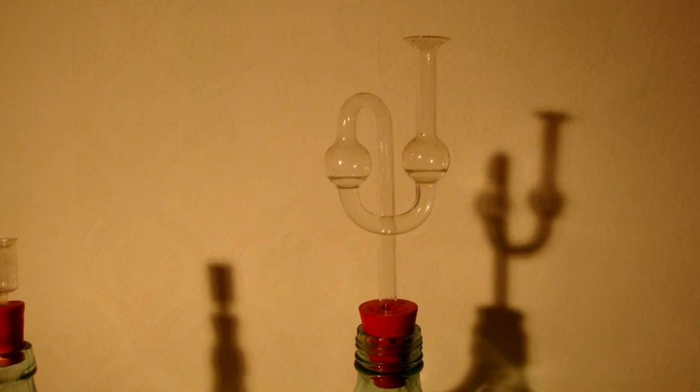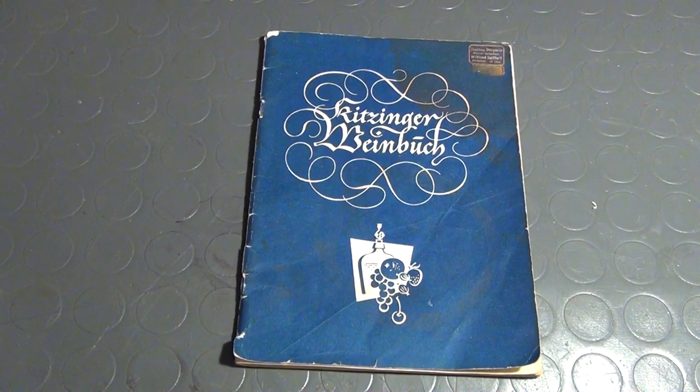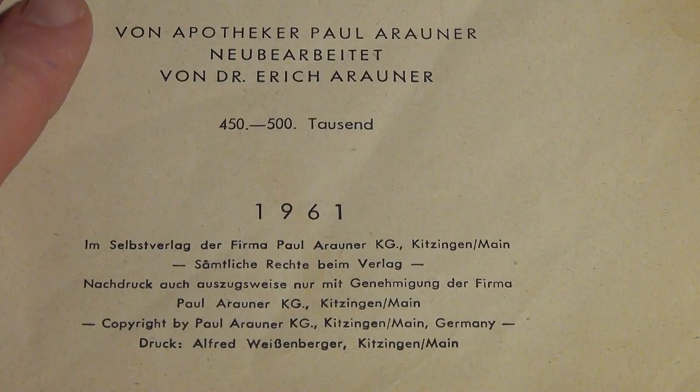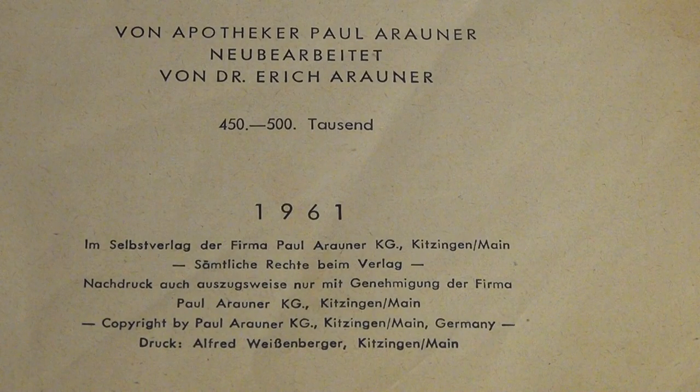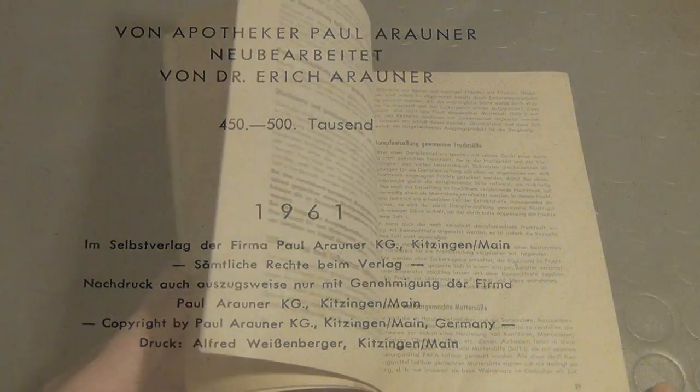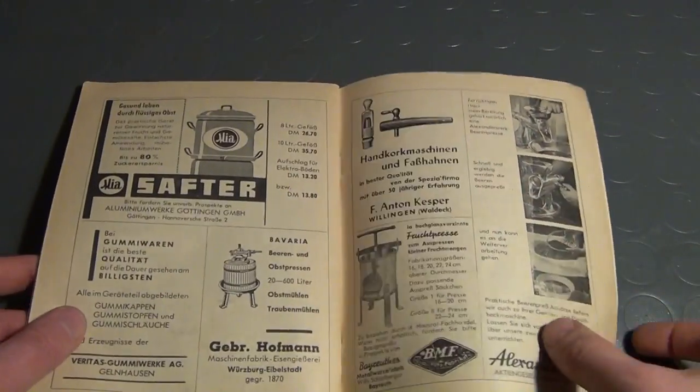For this video I also heavily relied on the information found in the Kitzinger Weinbuch, or Kitzinger Wine Book, as it would be called in English. This issue is from the year 1961. By that time the book had been sold 500,000 times already, showing that its content once was common knowledge.